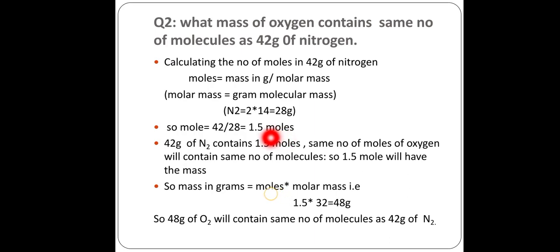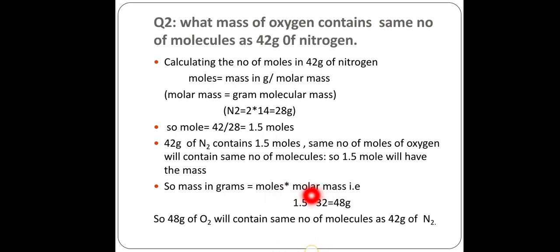Now we will calculate what mass there is for 1.5 moles of oxygen. 42 gram of N2 contains 1.5 moles. The same number of moles of oxygen will contain the same number of molecules. So 1.5 moles will have the same mass, and this mass will be calculated by the same formula: moles is equal to mass in grams divided by molar mass. We have to rearrange it again: mass in grams is equal to moles into molar mass.